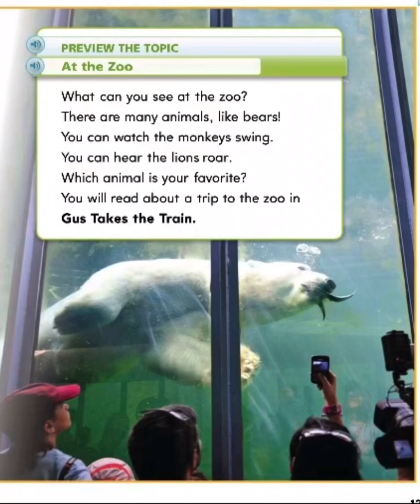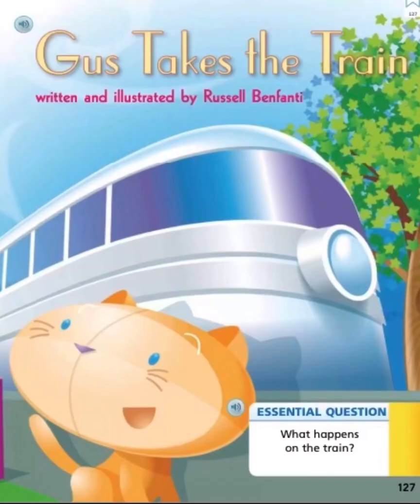You will read about a trip to the zoo and Gus takes the train. Gus Takes the Train. Written and illustrated by Russell Benfanti. Essential question: what happens on the train?